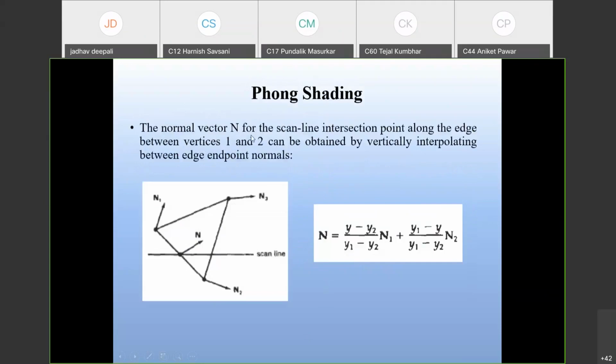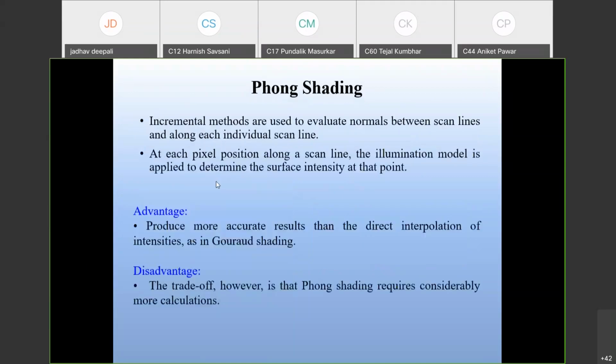The normal vector n for the scan line intersection point along the edge between vertices 1 and 2, with normals n1 and n2, can be obtained by vertically interpolating between the edge endpoint normals. So here the scan line goes between these two. For this n1 and n2, the n value is calculated at this intersection point, which is the intersection by the scan line.